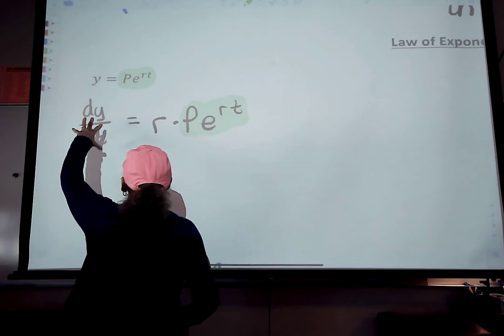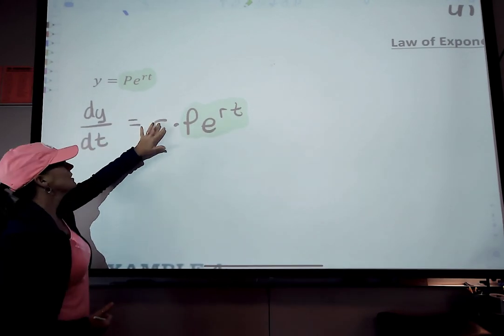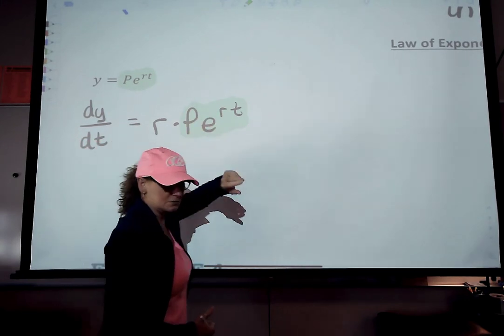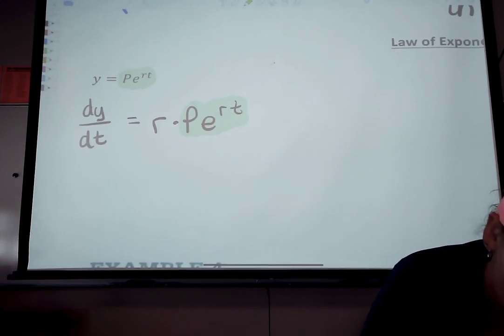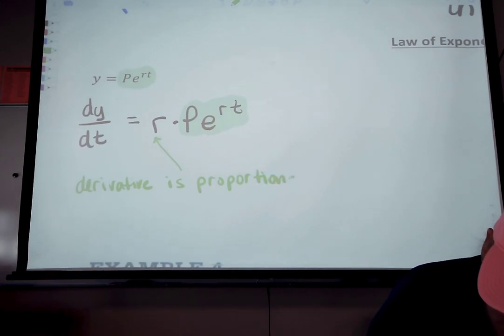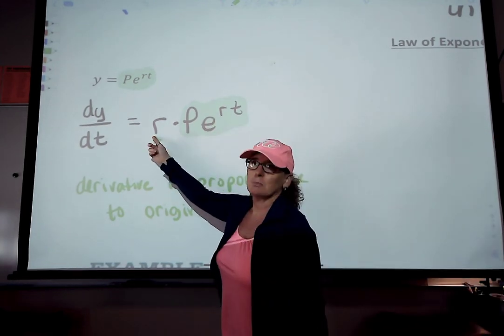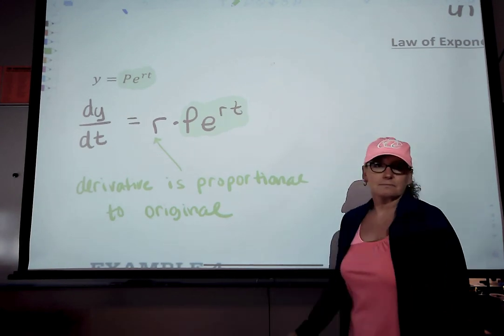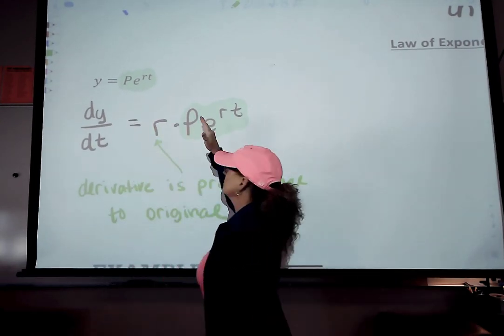Since my derivative is almost entirely equal to the original, the only difference is my derivative has a constant times the original. I can say that my derivative is proportional to my original. You know what proportional means? It's being multiplied by a constant. That's all it means. My derivative is proportional to my original.